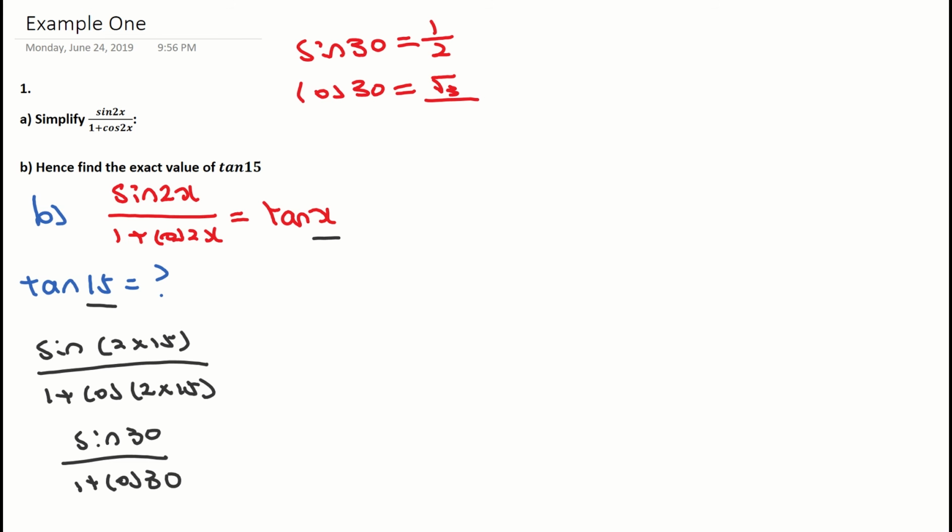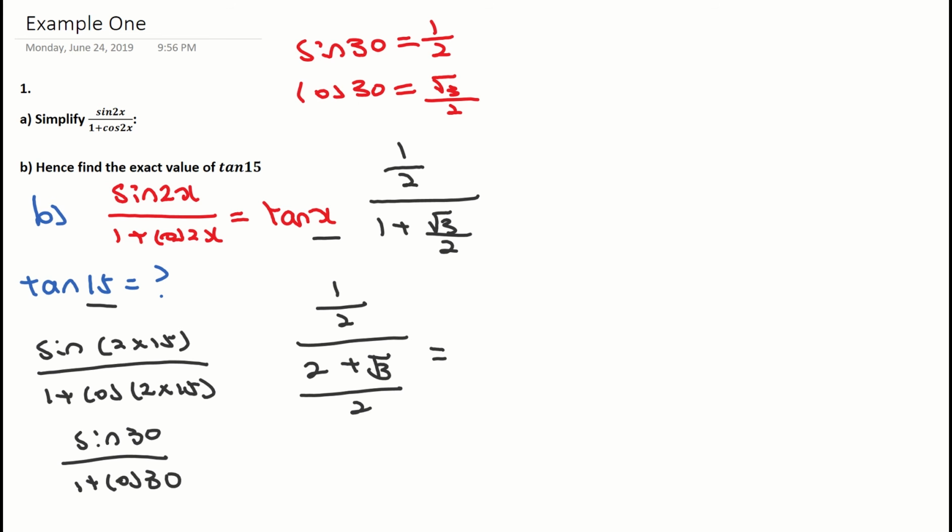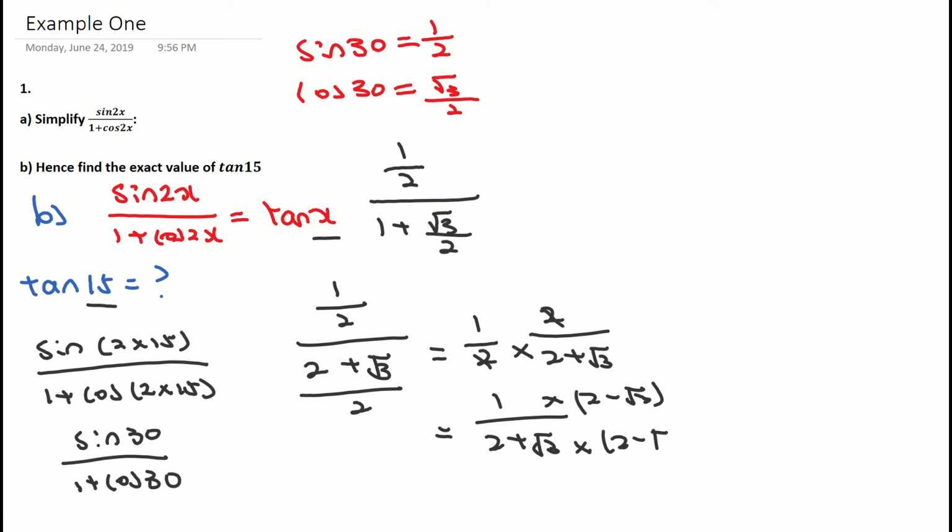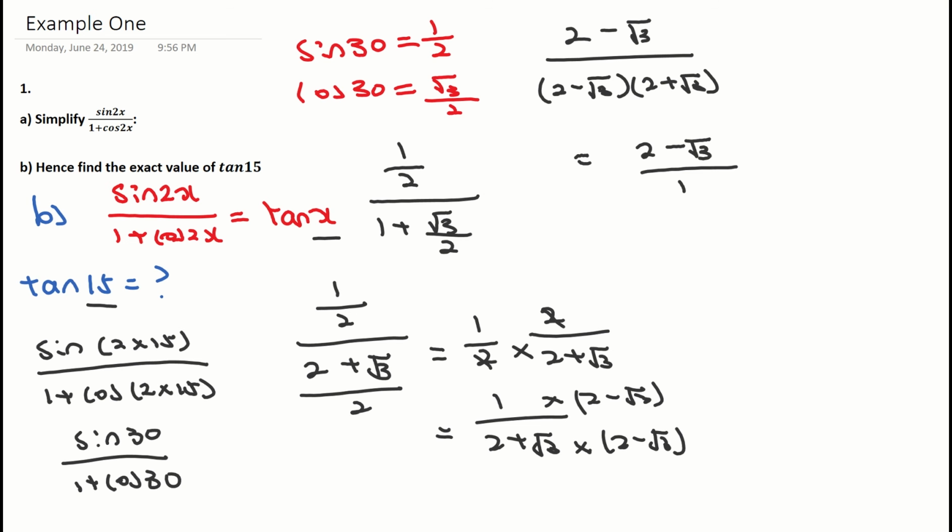Let's recall the exact values of sine 30 and cosine of 30, which are 1 over 2 and root 3 over 2 respectively. Substituting the exact values back into the equation will return us with 1 over 2 divided by 1 plus root 3 on 2. If we multiply the denominator by 2, we'll get 2 plus root 3 all over 2. And since we know a over b divided by c over d equals a over b multiplied by d over c, we can cancel 2 from the numerator and the denominator, leaving us with 1 over 2 plus root 3. In order to rationalize, we multiply the denominator and numerator by its conjugate, 2 minus root 3, and this gives us 2 minus root 3 over 1. Thus, the exact value of tan 15 is 2 minus root 3.